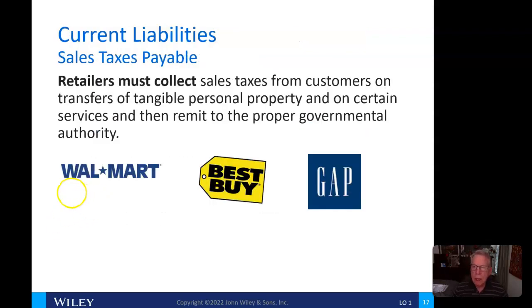Okay. Now, here are some examples of sales tax payable. Retailers must collect sales taxes from customers on transfers of tangible personal property and on certain services, and then remit that to the proper governmental authority. I might add, the government doesn't give us any compensation for doing that. Anyway, here's some examples of some big retailers: Walmart, Best Buy, Gap.